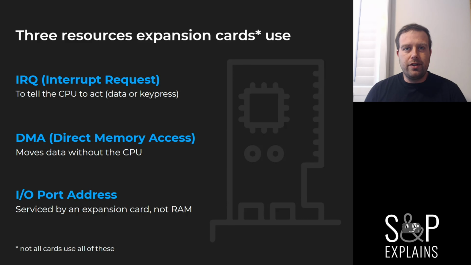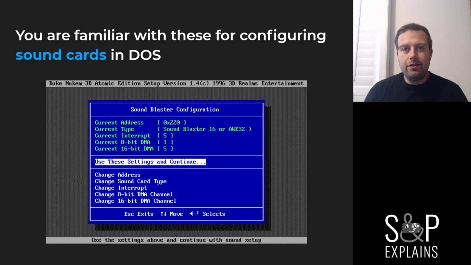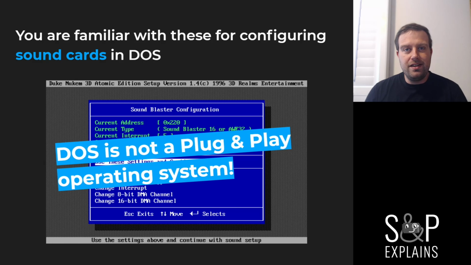And then there's I/O port address. Much of your address space is taken up by RAM. However, this is an address where the CPU can talk to your expansion card directly. Now you know all these from setting up sound cards in DOS, for example. Looking here at Duke Nukem, you have to put in the IRQ, you have to put in the address, you have to put all the DMAs. And that's because DOS is not a plug-and-play operating system. You have to give it all the information so that it can run your sound card.